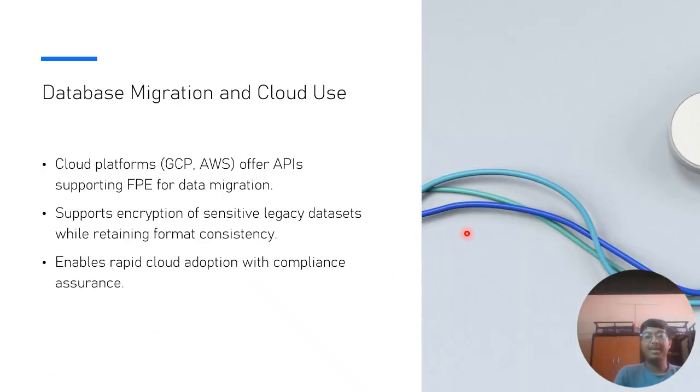Okay. Next is database migration and clouds. There are many cloud platforms, and you already know about AWS and others. Companies migrate their data to the cloud because on the cloud you can store anything. Companies have a lot of data and don't have that much storage to keep everything in their own systems, so now they store many things on the cloud.